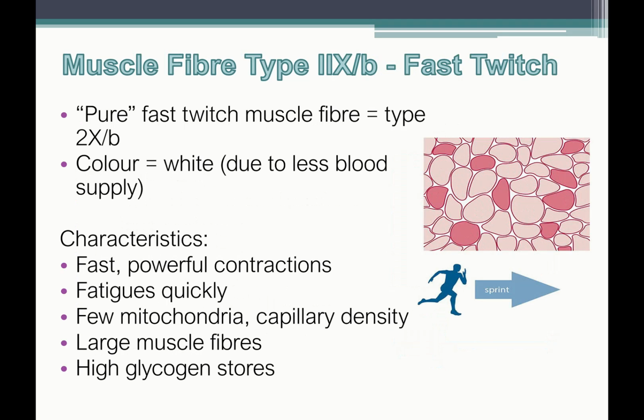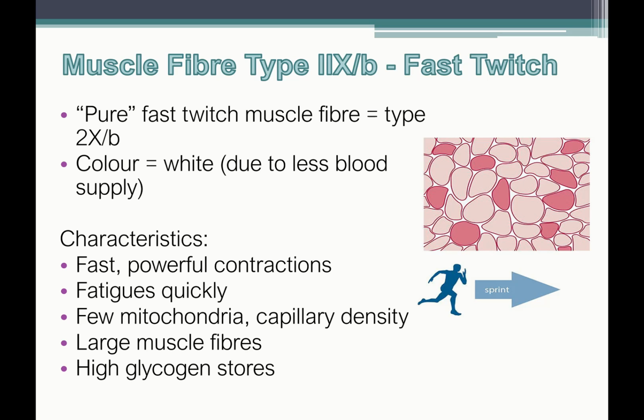Now, at the other end of the spectrum, when it comes to muscle fiber types, we have what's known as a type 2X or type 2B fast twitch fiber. So fast twitch fibers, as the name suggests, are for more fast and explosive type activity. So the first thing that you'll notice about a type 2X fiber is the colour difference versus type 1 fibers. So the colour is white, and the reason for this is that there is a much reduced blood supply to these type 2X fibers. And the reason for this is that they rely on anaerobic respiration in which to produce energy. Now, of course, aerobic means with oxygen, and anaerobic means without oxygen.